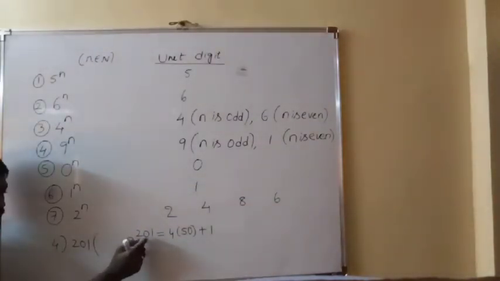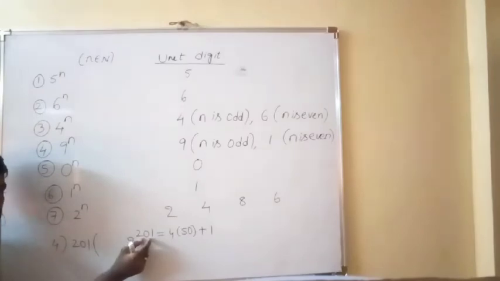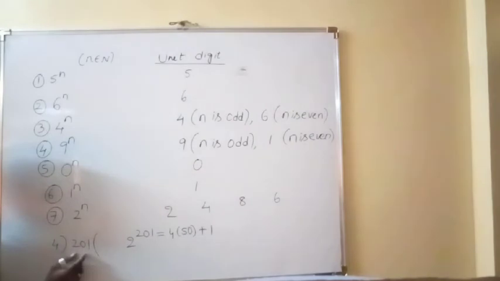So if you have 2 power n, and here n value is more than 4, then you have to divide that number by 4.